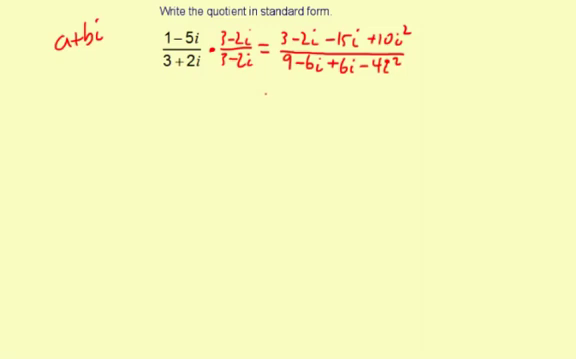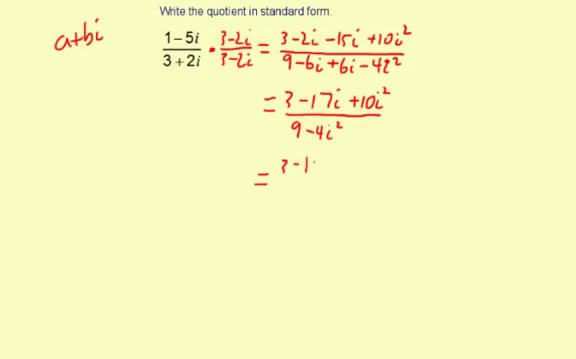So let's combine like terms next. It's going to be equal to (3 minus 17i plus 10i squared) over (9, and then negative 6i plus 6i makes 0, and then minus 4i squared). So now we want to substitute for the i squared. We're going to put in a negative 1 and simplify further.